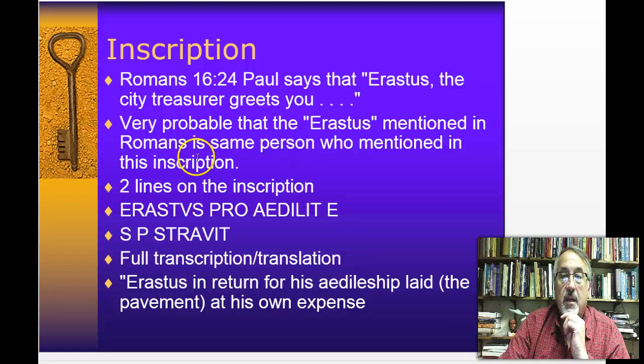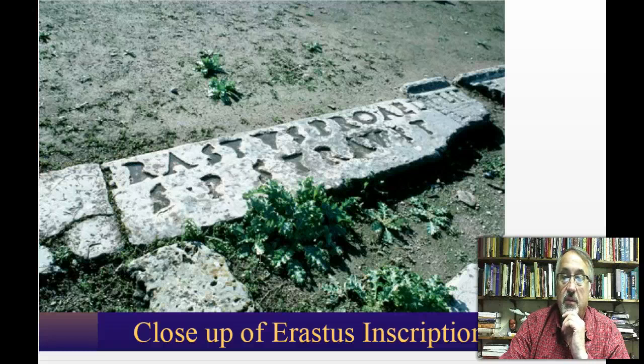Here you see Romans 16. Paul says that Erastus, the city treasurer, greets you. And you can take a look at this inscription and more about it. Do a lot of research. It's actually pretty fascinating to see it.